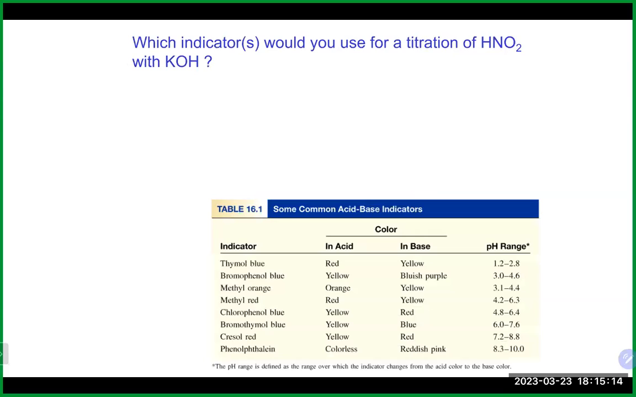So for example, if we did the titration we were just talking about, with nitrous acid and potassium hydroxide, which ones on the list here would be a good choice for an indicator? So let's take a look. Let's first talk about this titration. Nitrous acid is the one we just did. That is what type of acid? It is a weak acid, right? And obviously potassium hydroxide is a strong base, right?